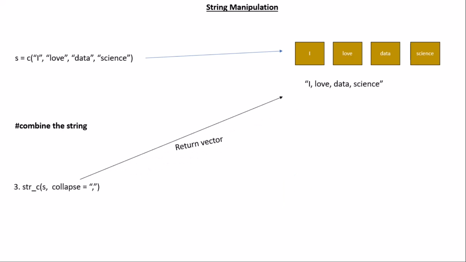This is the third function, str_c. This is basically used to combine strings based on a separator. So I combine this string based on a comma. When you run this, it combines the strings based on the comma. Instead of a comma you can write other things like a space.